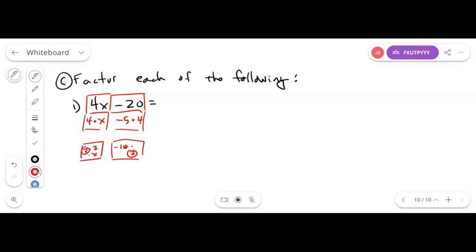We have to take as much as we can out. Okay? So, the thing that's in both boxes that I can take out is a 4. What's left is x minus 5. If I use distributive property, I should get what I started with. 4 times x is 4x. 4 times -5 is -20. 4x minus 20 factors into 4 times x minus 5.